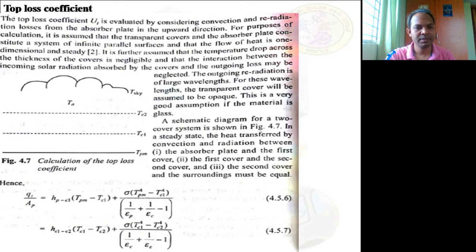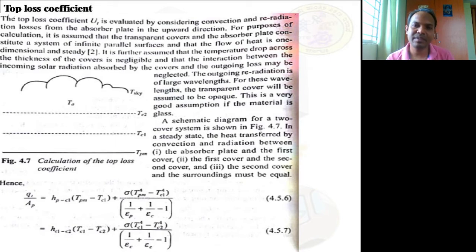Temperature difference between the average temperature of the absorption plate minus the first glass plate temperature. Now please be careful here. I repeat once again, the product of this h into delta T will give us the convection losses. Then plus whatever the remaining is there, it is the radiation losses.